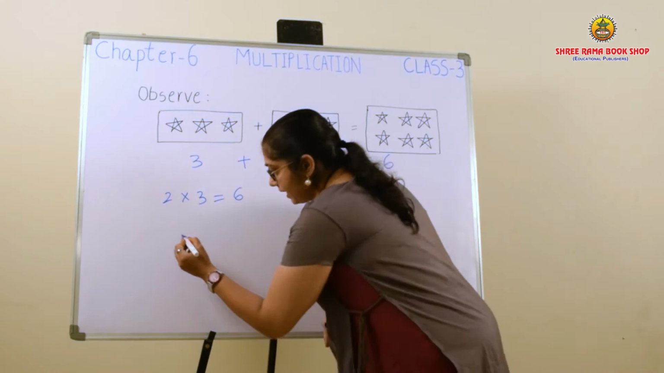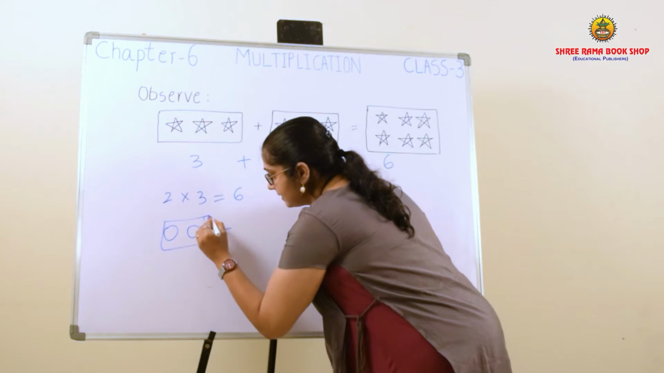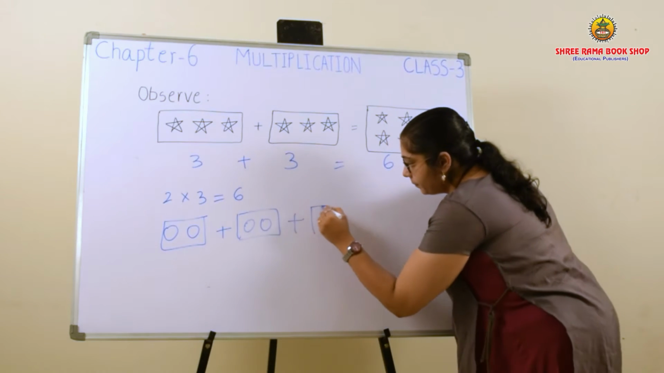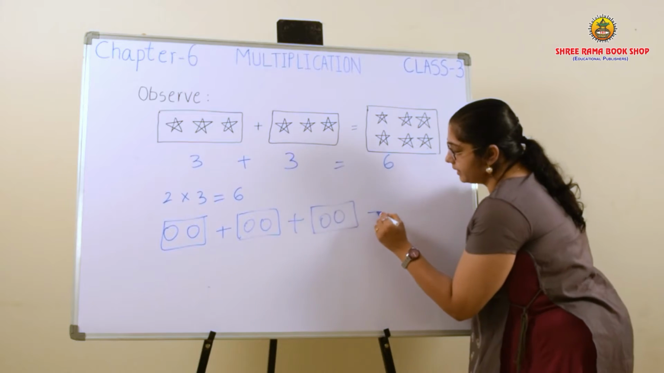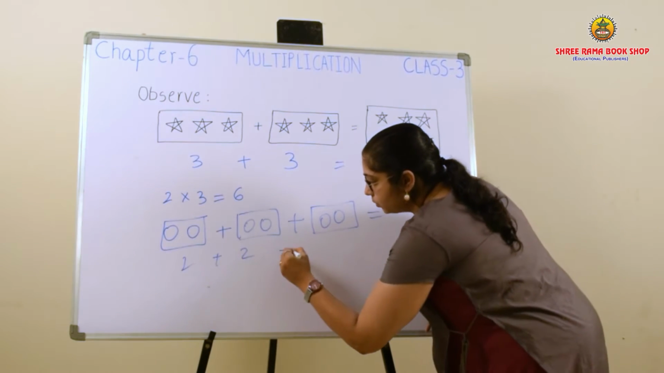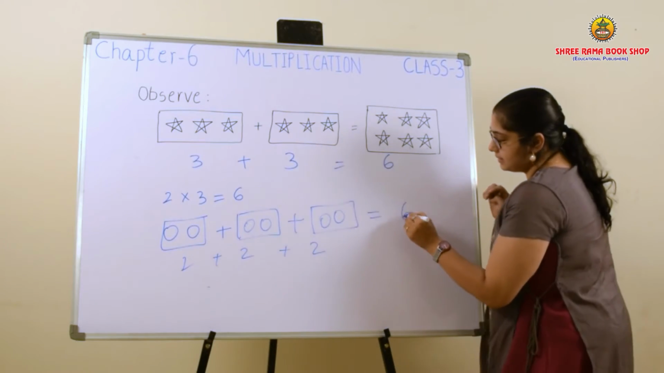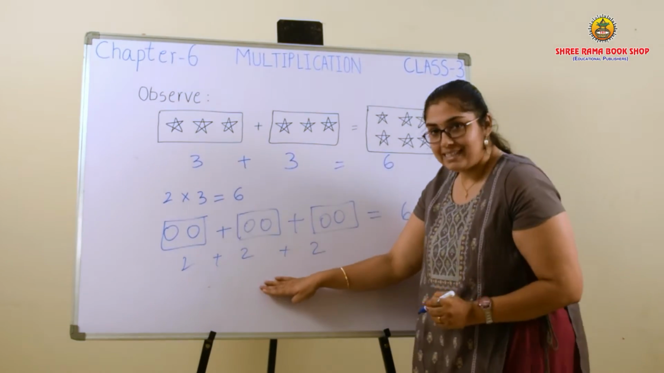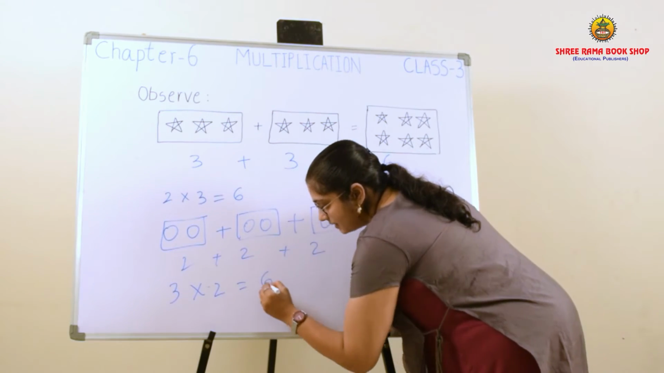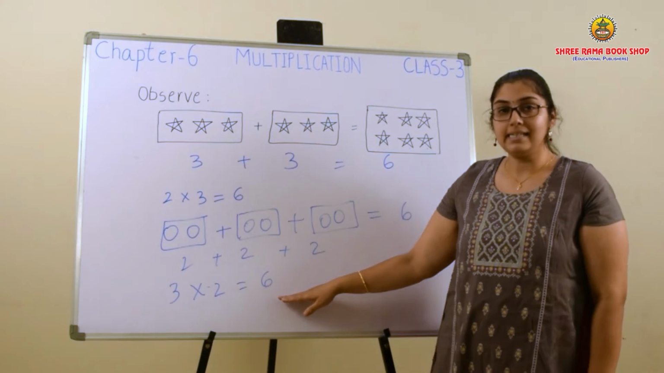In the same way, if you have 2 balls as a set, 2 balls in another set, and 2 balls in the other set, we can say that 2 plus 2 plus 2 is equal to 6, right? So here we can say that 3 times, if 2 is multiplied, then the answer is 6, or 3 into 2, the answer is 6.